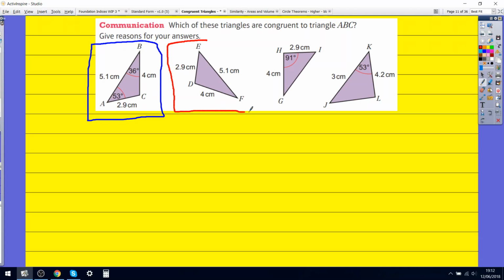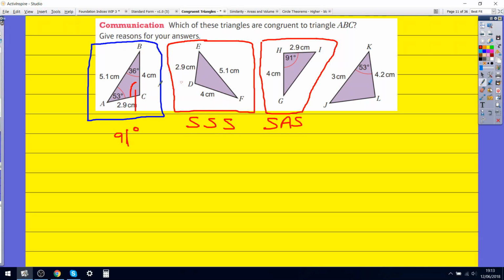And what is the missing third angle in the original one? That would be 91 degrees. This one has 91 degrees. Oh yeah, that's true, so it would be corresponding as well. And what would be the reason for these being congruent? That follows the side, angle, side rule. So those are also congruent for the reason of side, angle, side. You just have to sometimes find that third angle to make sure.